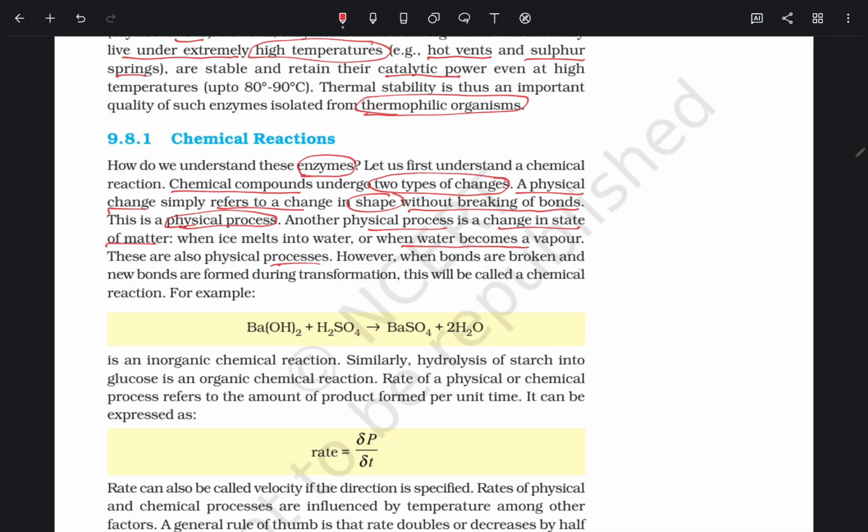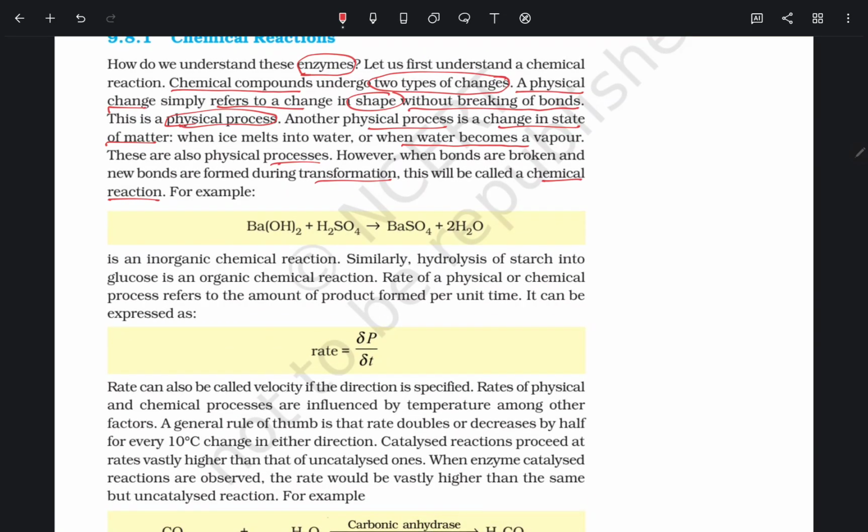However, when bonds are broken and new bonds are formed during transformation, this will be called a chemical reaction. For example, Ba(OH)2 plus H2SO4 gives rise to BaSO4 plus 2H2O. This is an inorganic chemical reaction. Similarly, hydrolysis, the breakdown by water, of starch into glucose is an organic chemical reaction.